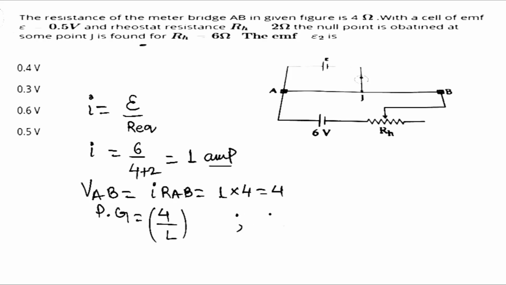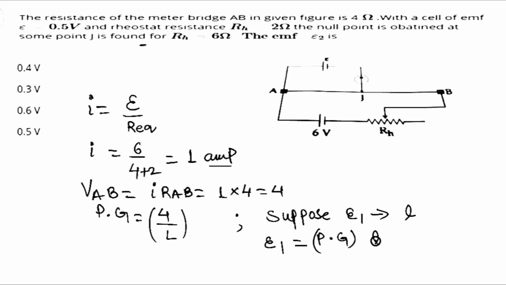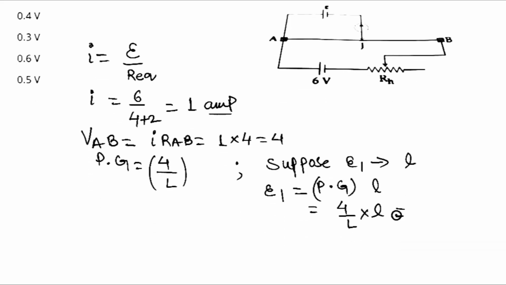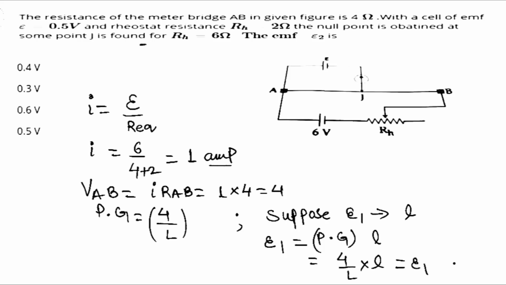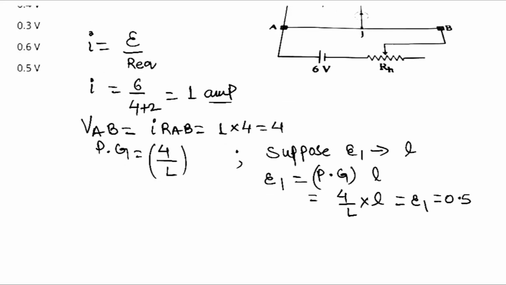Now E1. Suppose E1 has a balancing point of small l. So what can I write? E1 is the potential gradient into small l, and the potential gradient was 4 by capital L into small l. This is the value of E1. And E1 is given as 0.5. This is equation 1.